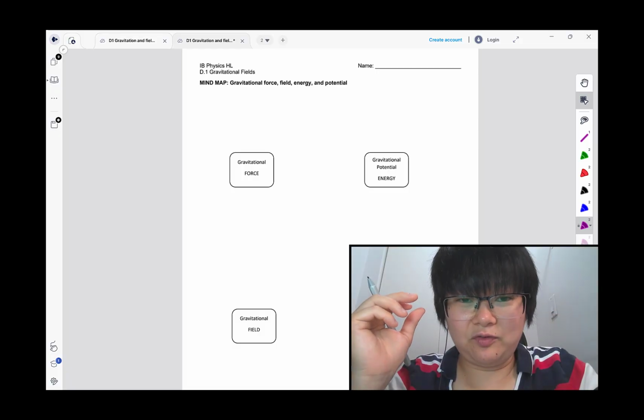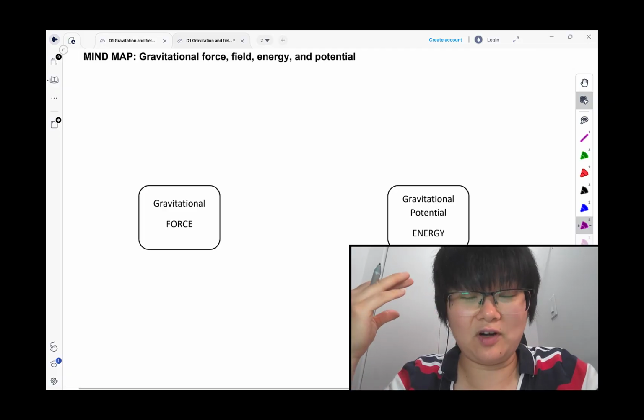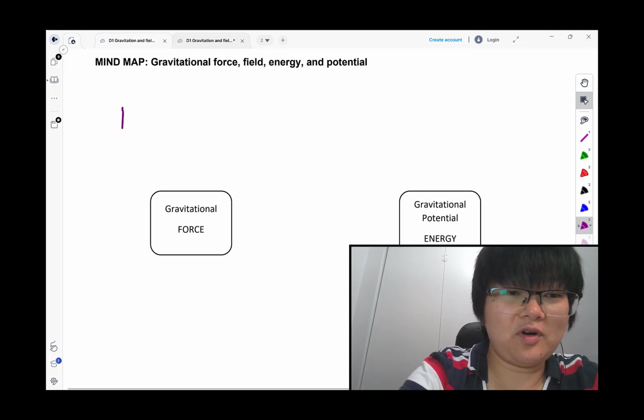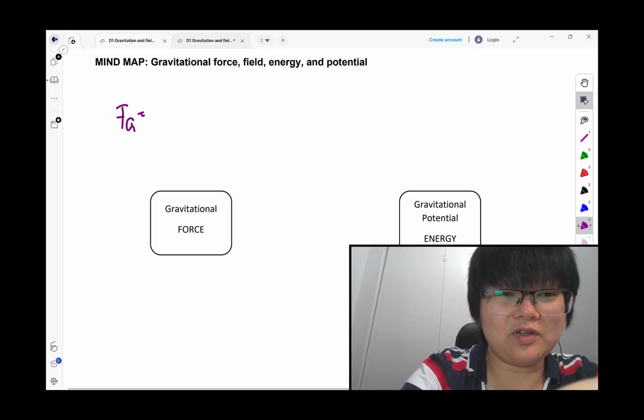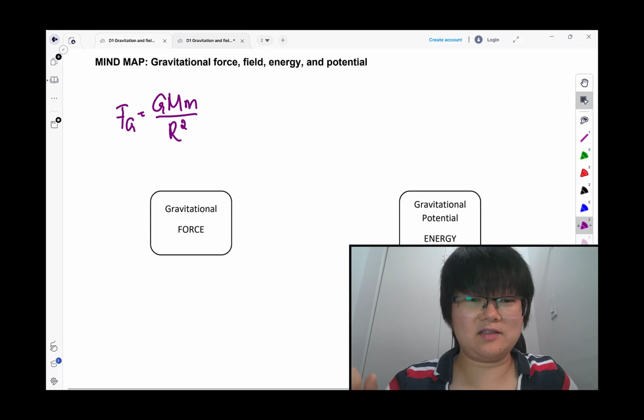Starting off with gravitational force, I'm going to just plop down the equations first with some mention of their definition. The gravitational force, this is Newton's universal law of gravitation, which dictates the attraction of two masses a distance r away from their centers of mass.